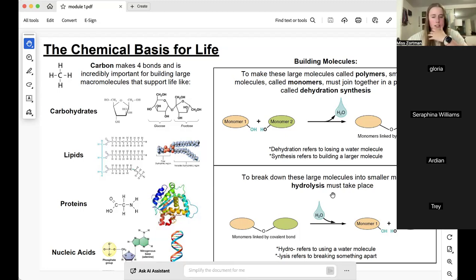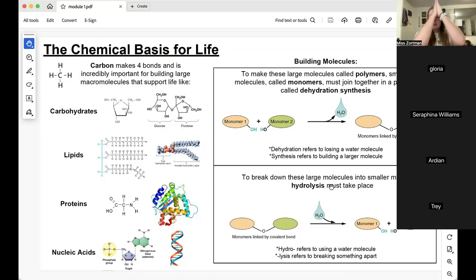Whereas hydrolysis, hydro means water again, but this time you're adding water. And lysis means to break. Okay, so think an L, lysis. You are splitting that bond to create now again two separate molecules. So dehydration synthesis is to build, hydrolysis is to break.